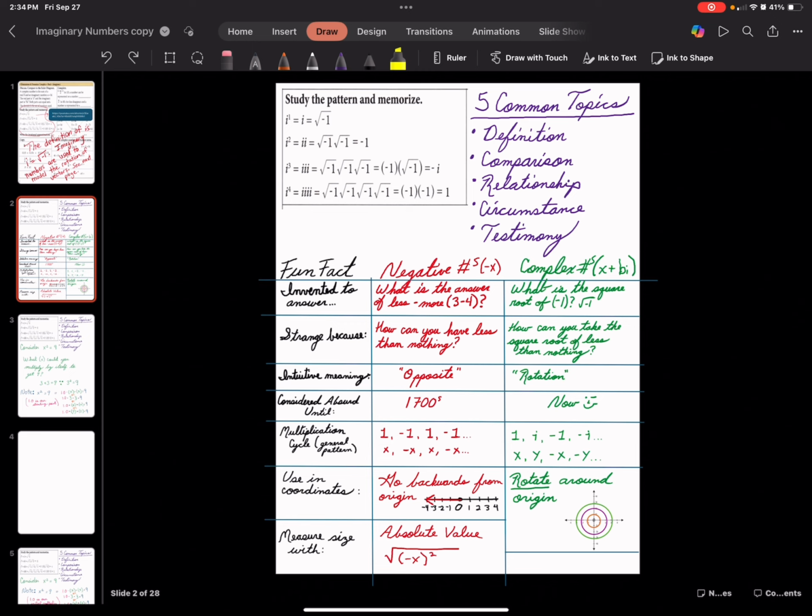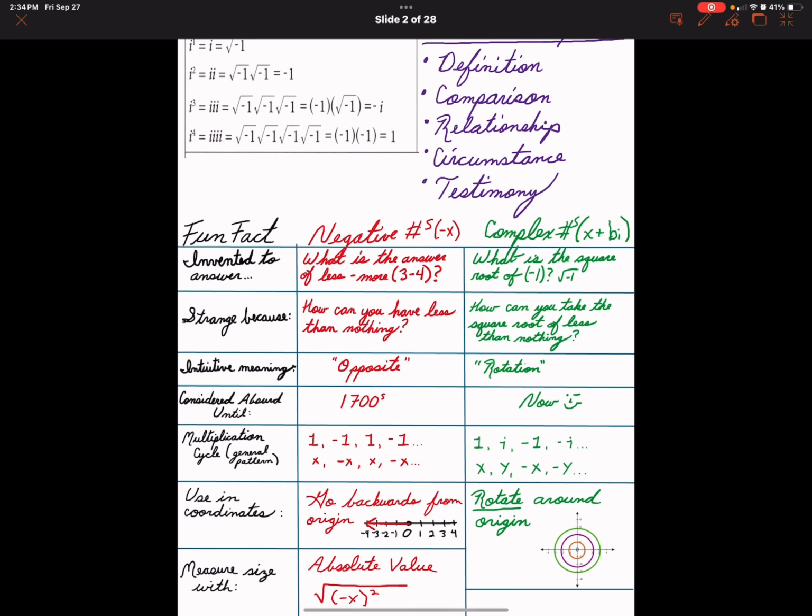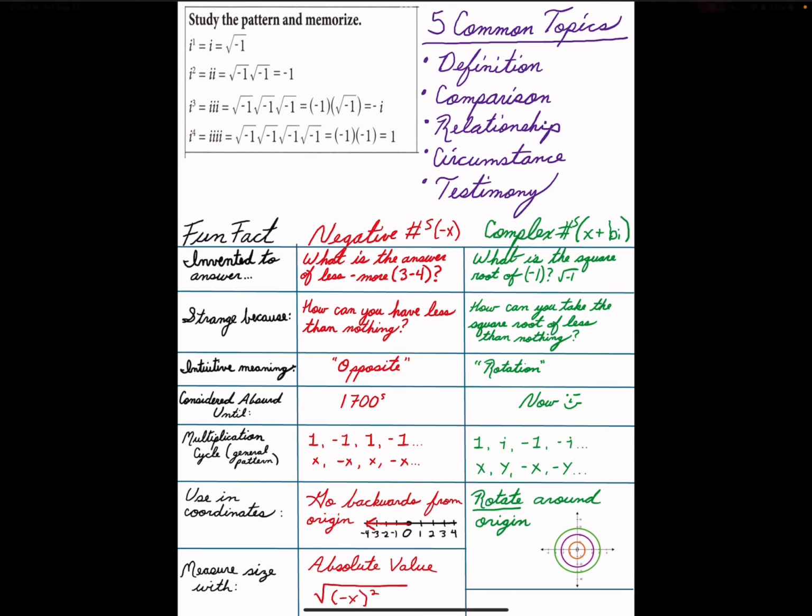So, fun fact would be the "invented to answer." What were negative numbers invented to answer? Negative numbers were invented to answer what is the answer of less minus more, or something like 3 minus 4. Negative numbers have to exist to answer that. If you think of your bank account having $3 in the bank and you write a $4 check, you will be negative $1 in the hole. You've got to have negative numbers, especially in the world of finance.